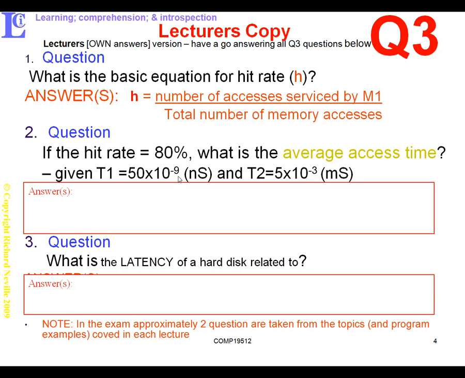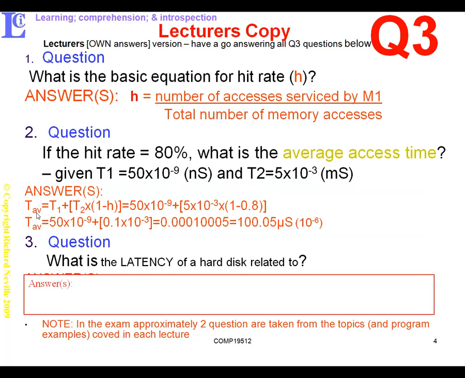So I'll give you a minute to think about that. So the equation we need to use is T subscript AV equals T1 plus T2 times 1 minus H. So if we substitute in 50 nanoseconds for T1 and 5 milliseconds for T2 and then times it by 1 minus H, remembering H here is interpreted as 80%. So then we've got this sub-bracketed component to work out first.